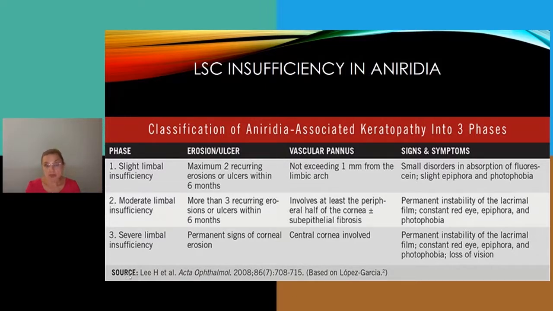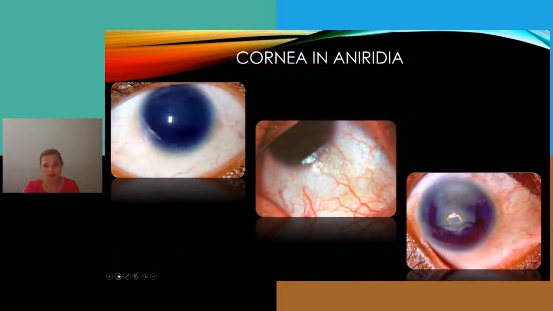The second stage is moderate, and they have more frequent corneal erosions and permanent instability, red eye, and constant epiphora, and photophobia is much more significant, although it can be seen in the first stage as well. And then the third one is severe limbal insufficiency, when we really have corneal ulceration, constant loss of vision, and those patients really need to be treated on time, because otherwise they may permanently lose their vision.